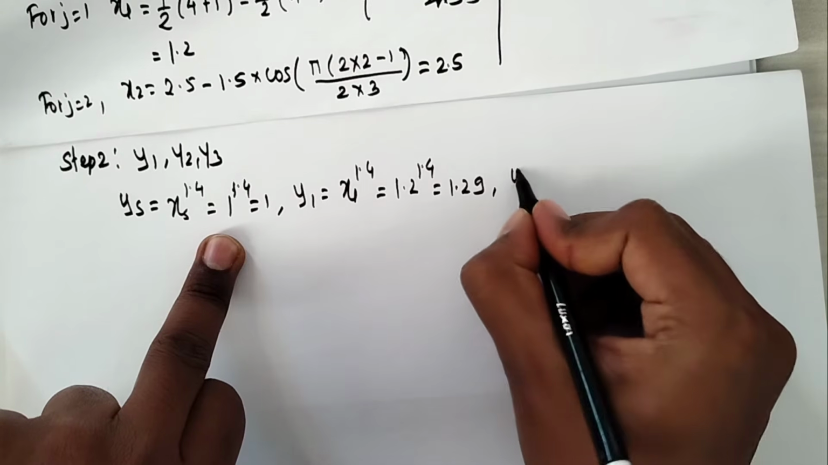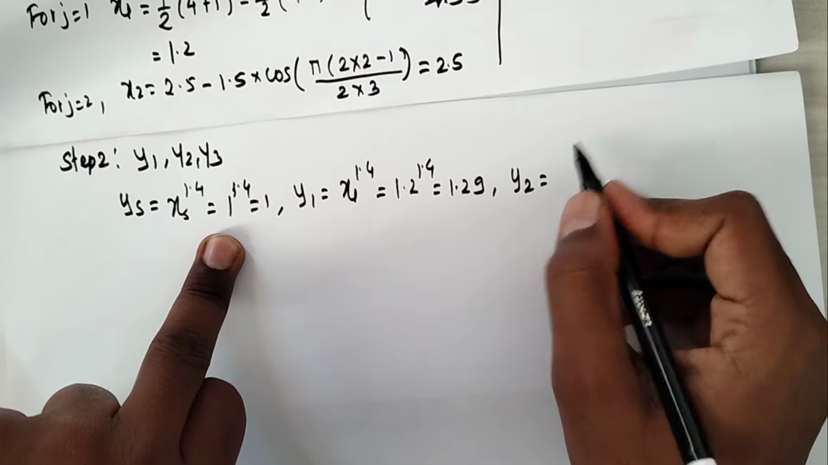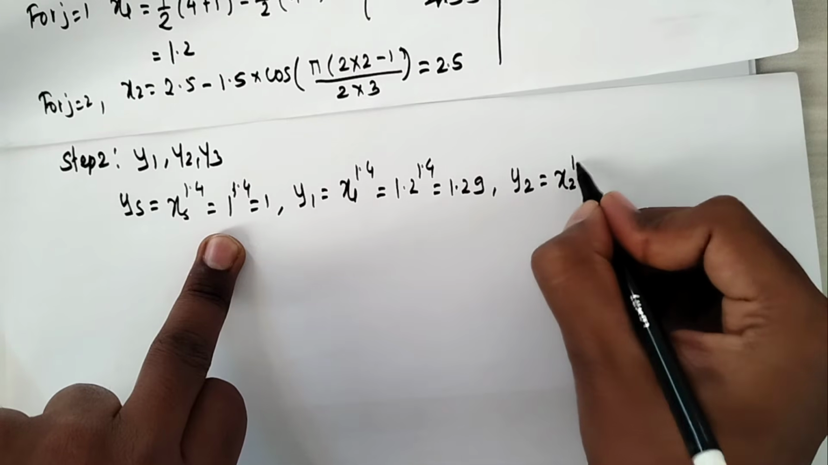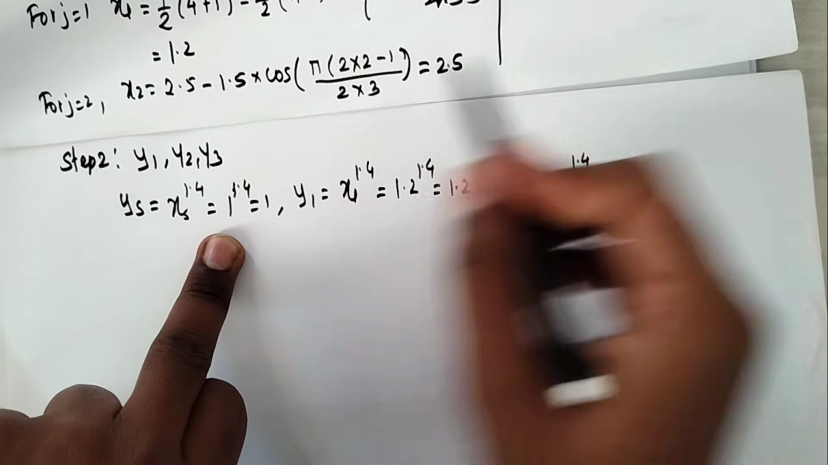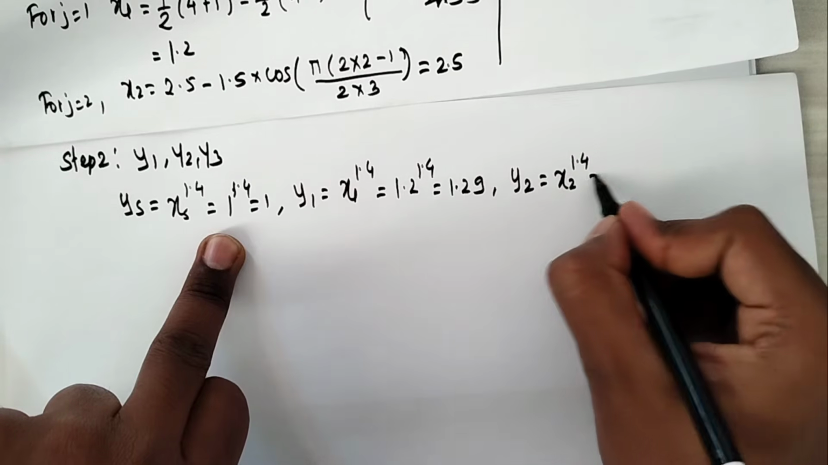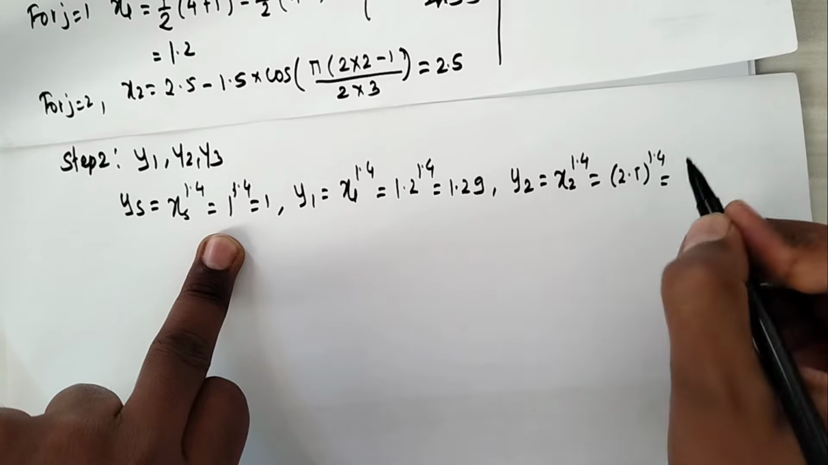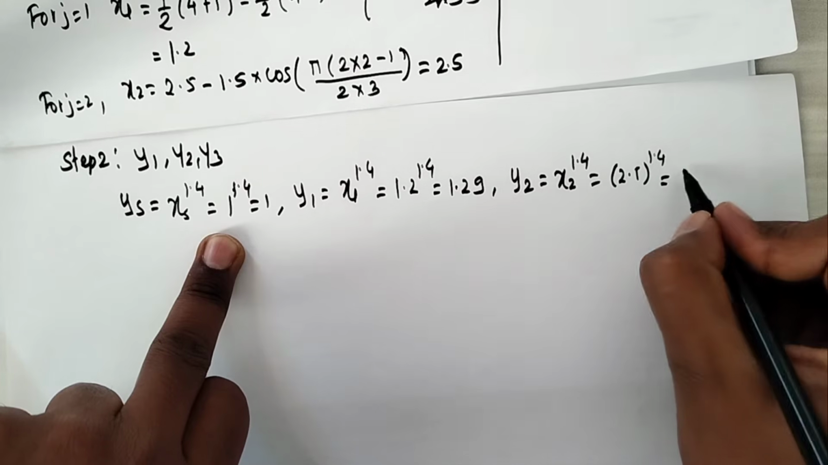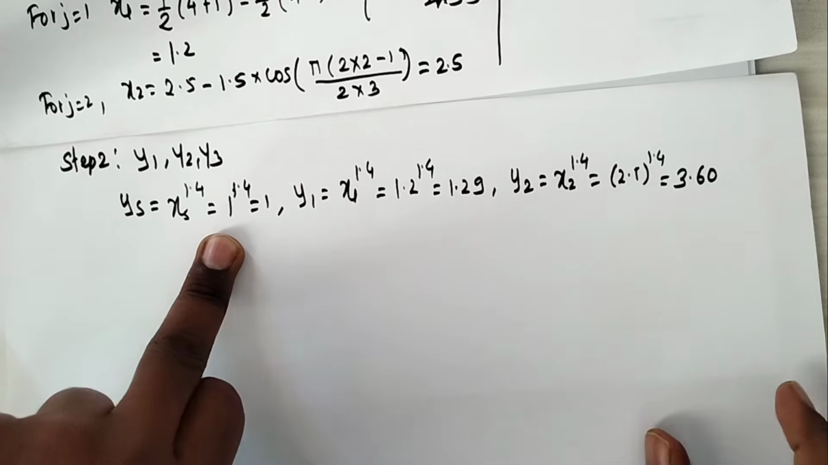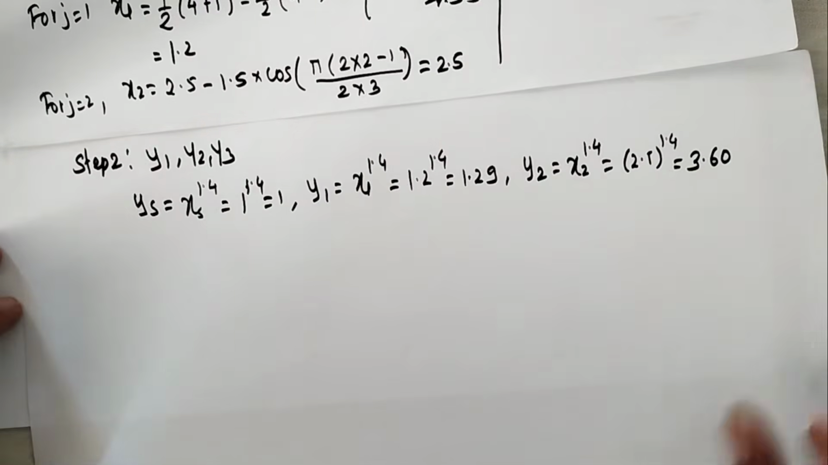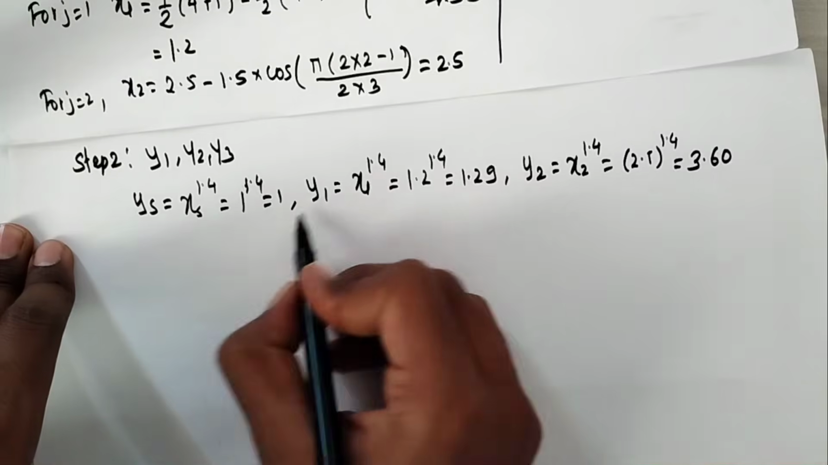Similarly, I get the value of y2 by putting x2 raised to 1.4. x2 is how much? 2.5. So it is 2.5 raised to 1.4. Answer is 3.60. So I obtain ys, y1, y2. Next one is y3 and yf.